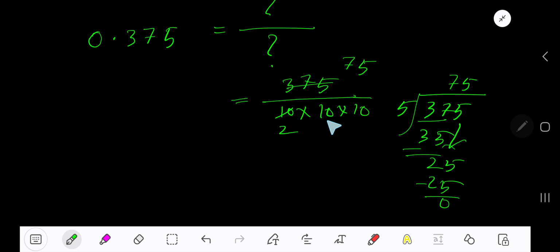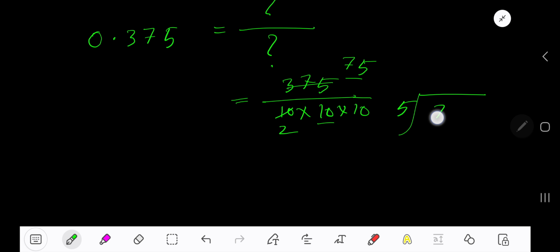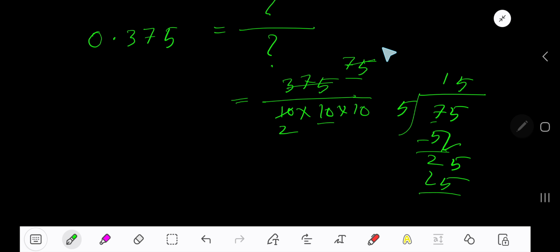Again, this 10 is divisible by 5, and this 75 is also divisible by 5. If you divide this 75 by 5, you will get 1. 1 times 5, 5. Subtract, 2, bring down the next digit. 5 goes into 25, 5. 5 times 5, 25. That is, if you divide this 75 by 5, you will get 15. And if you divide this 10 by 5, you will get 2. Again, this 10 is divisible by 5, this 15 is divisible by 5. If you divide this 15 by 5, you'll get 3. If you divide this 10 by 5, you'll get 2.